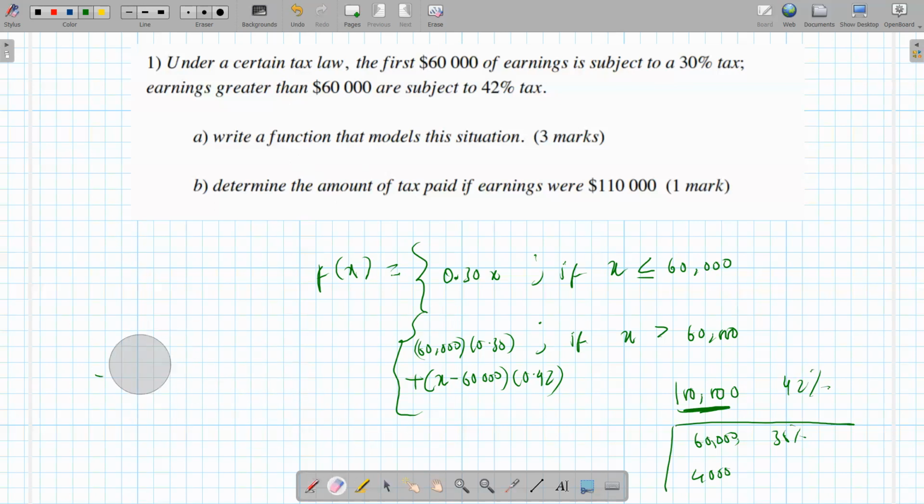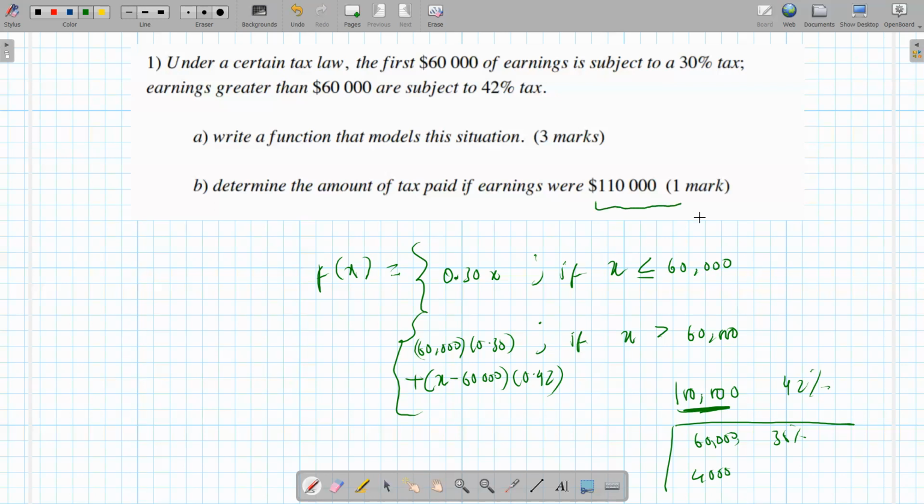Alrighty. So let's look at part B. Determine the amount of tax paid if the earnings were 110,000. So then you would replace the x. Oh wait, wouldn't it just be the same? Because we're trying to find the actual value. So do we use the bottom equation or the top equation? Which piecewise part do we use to answer part B? The bottom, because it's over 60,000. Yeah, exactly. So you just plug 110,000 in as x and you're done.